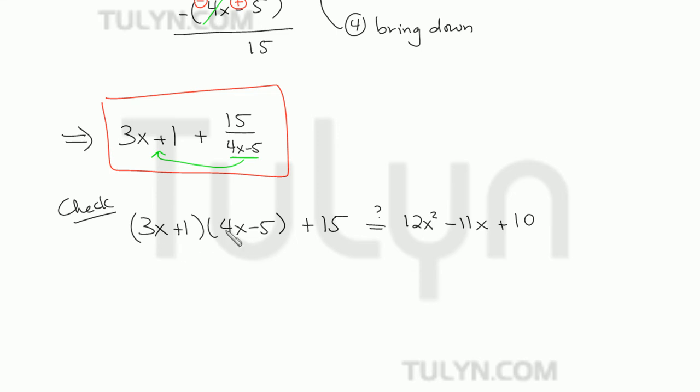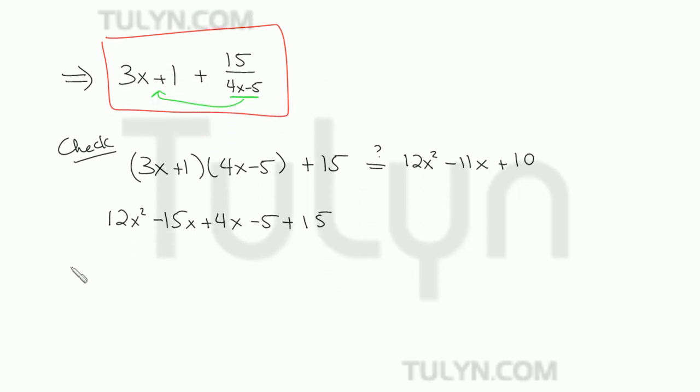Foiling these out, we get 12x squared minus 15x plus 4x minus 5. Oh, sorry, plus 15, not plus 10. Getting ahead of myself. Simplifying, we get 12x squared, then minus 15x plus 4x is going to give us minus 11x, and then negative 5 plus 15 is going to give us plus 10, which is equal to this. So we did it right, and so our final answer is 3x plus 1 plus 15 over 4x minus 5.